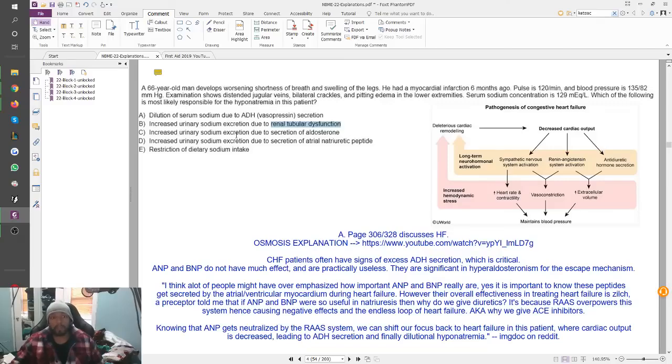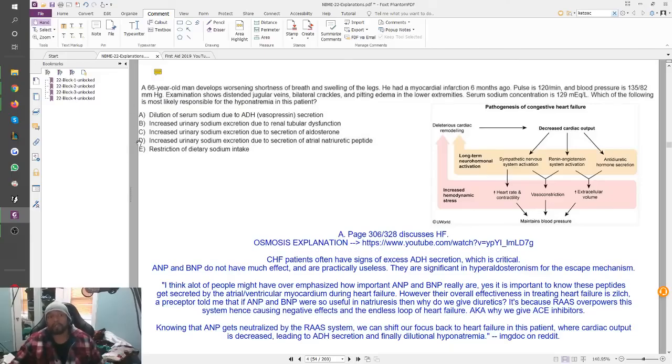C, increased urinary sodium excretion due to secretion of aldosterone. False. Aldosterone conserves sodium. You would not have urinary excretion, so that's not right. D, increased urinary sodium excretion due to secretion of ANP. Now this seems like the answer we were looking for, right? Just follow along. It looks like the answer you were looking for, so you keep that there. And E, restriction of dietary sodium intake. That doesn't make sense either. Had this patient been restricting his dietary sodium intake, that would actually be a pretty good thing.